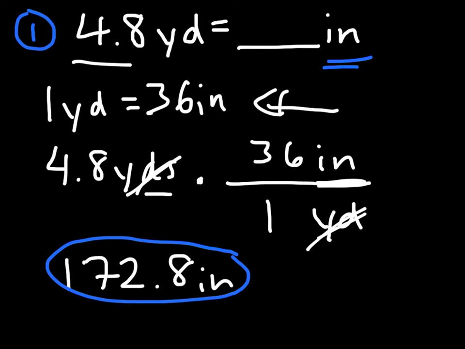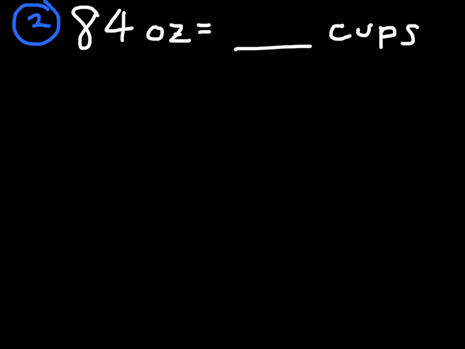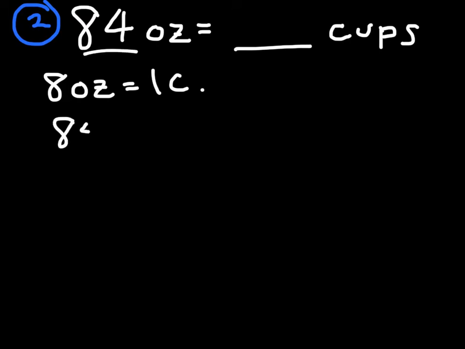Let's try another one. Okay, number 2 says 84 ounces equals how many cups? We're trying to find how many cups this is. So on my conversion sheet, again, I'm looking for ounces to cups, and I see that 8 ounces equals 1 cup. Okay, so again, I'm going to start with my original, which is 84 ounces. I'm going to multiply that by a fraction again. Okay, and the fraction I'm going to use has to do with my conversion, and we want to get rid of our ounces right here.